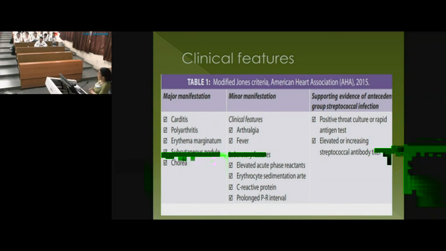Have you been taught rheumatic fever in medicine? Pathology? Did that come in your course? Had the new criteria come? Because they have been there since I think 1.5 to 2 years.